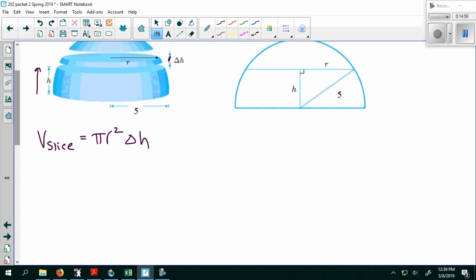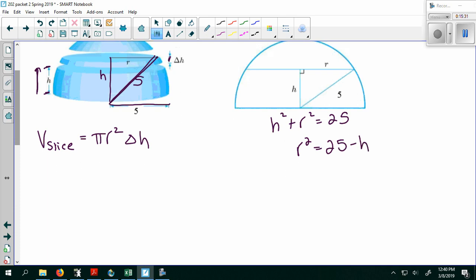All right, so I have this same problem that I had in the last example. I have 2 different variables in my expression for volume. I have an r and an h. So I'm going to add a few lines to this picture. This is h, right? So that was labeled for me. If I draw this line in, I know it's a 5 because that's the radius of my hemisphere. If this is a 5, then so is this because it's a radius. So that's what I have drawn in this second picture over here. h, r, and 5. So h squared plus r squared equals 25. So r squared is 25 minus h squared.